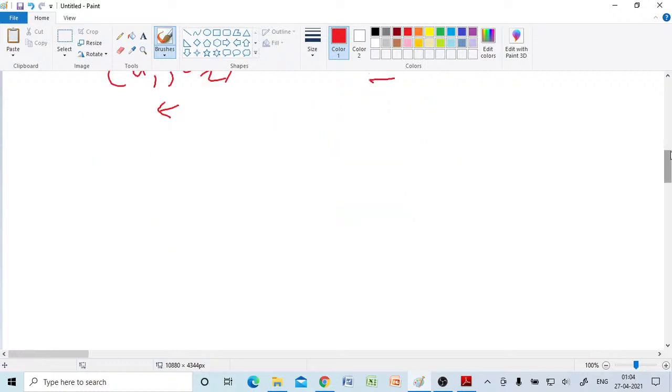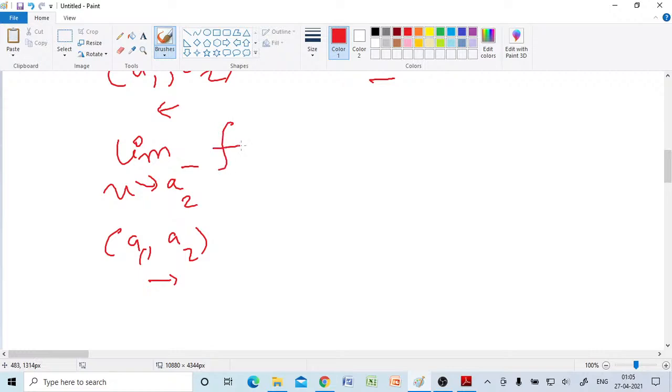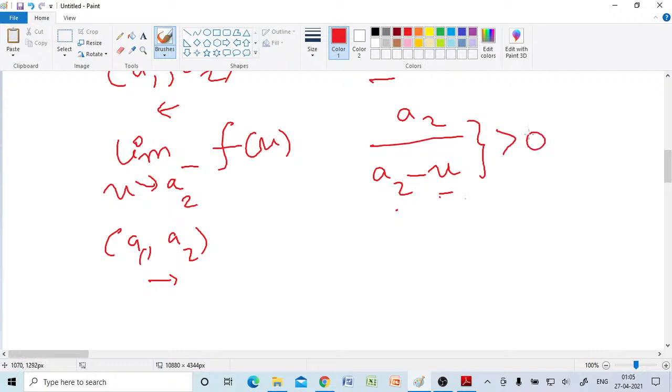Now if you approach a2 minus. Why a2 minus? Because in the interval a1 and a2, you need to approach a2 from this side. Similar case, you can observe that the main expression we need to deal with is a2 minus x. Since x is less than a2, this entire entity is greater than 0 and it diverges to positive infinity. Okay, cool.